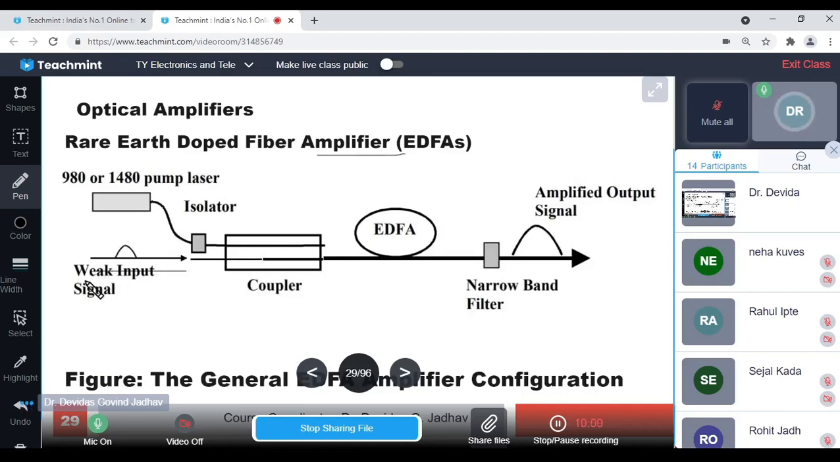The weak signal is there, which is to be amplified, which is coupled to the coupler, and the coupler also has the pump laser, that is the 980 or 1480 pump laser, which is coming through the isolator. The isolator provides isolation to the pump laser from the coupler so that there is no interfering reflection. Then there is a very long fiber, of the order of a kilometer, which is erbium doped fiber, and this fiber acts as the amplification medium. And there is a narrow bandwidth filter because the fiber has spurious noise generation. This noise is filtered and then we get the amplified signal.